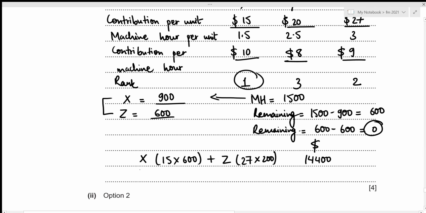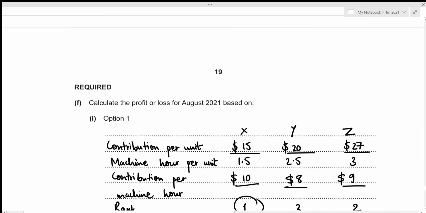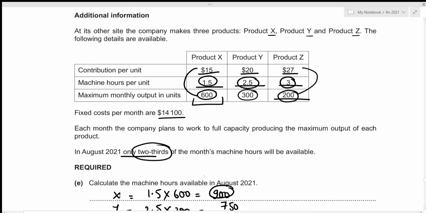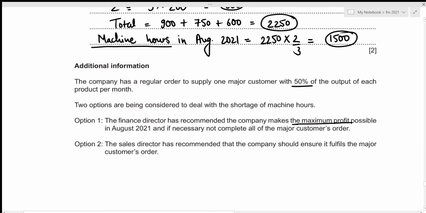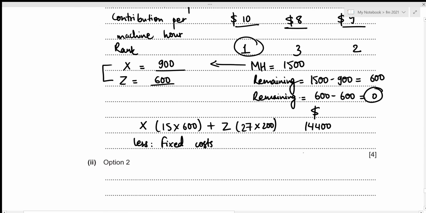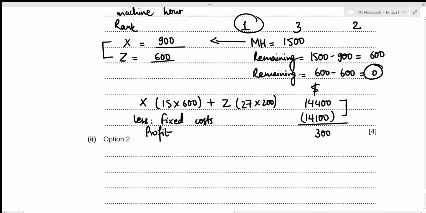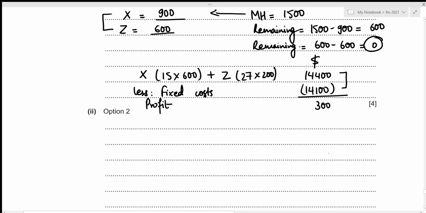Now we just need to subtract all of the fixed costs. And we were given information regarding fixed costs above, right here. So the fixed cost per month is 14,100. Let's write it down. So that's 14,100. And we need to subtract this in order to figure out our profit. Right? So profit in this case would be 14,400 minus 14,100, which is 300. Alright, now we need to figure out the profit or loss under option 2 as well. Let's have a look above.